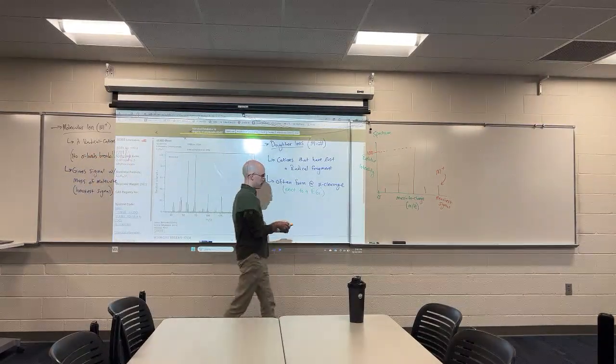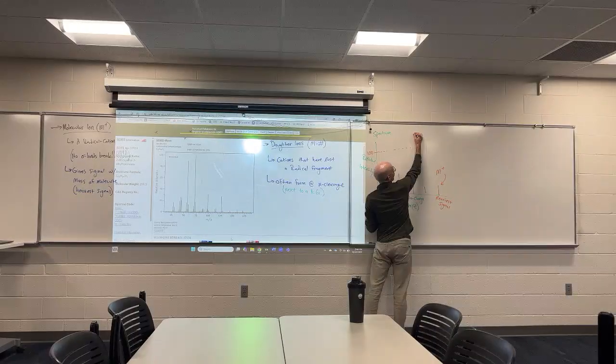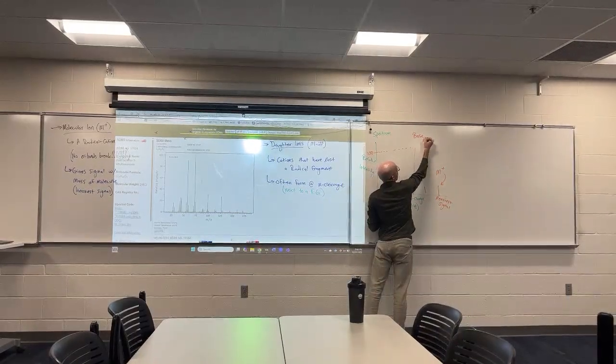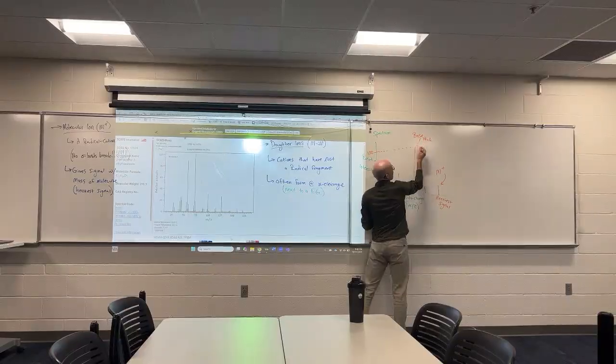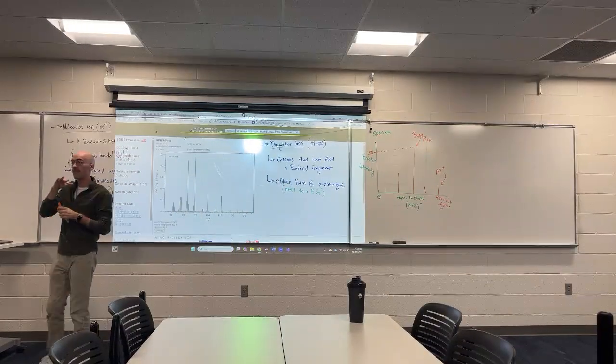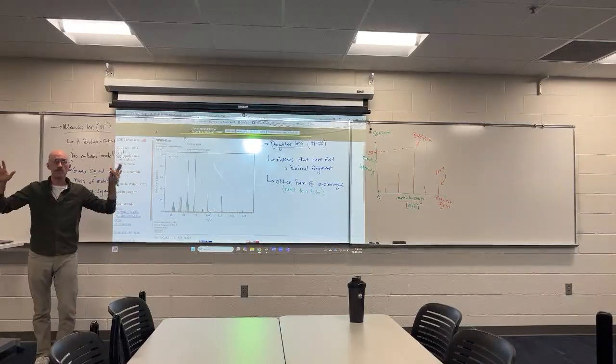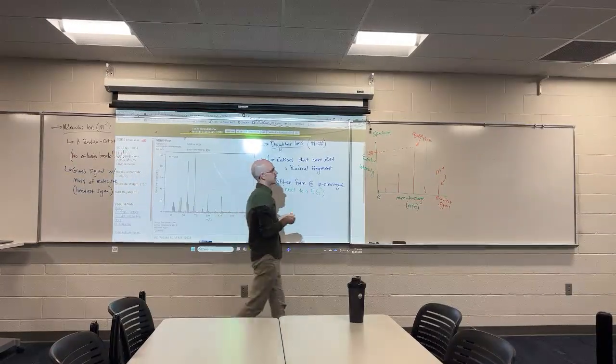So we give a name to this most abundant signal. We call this the base peak. That's all the base peak is. It's the most abundant signal.